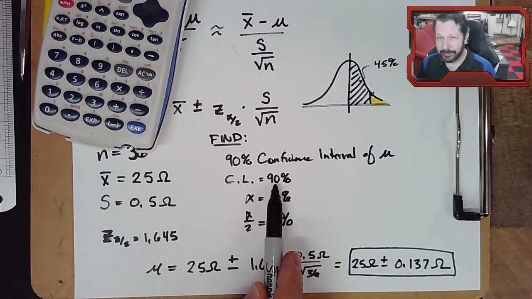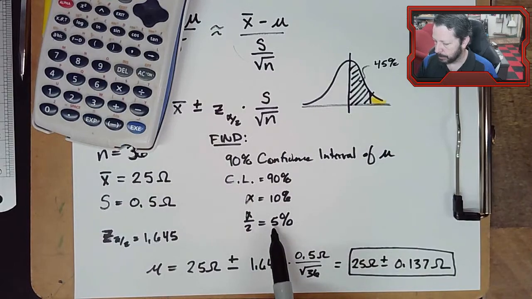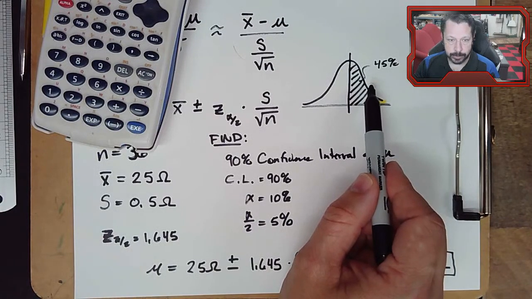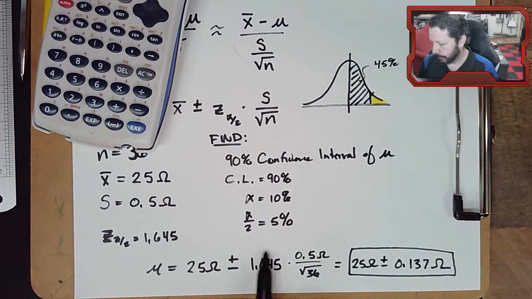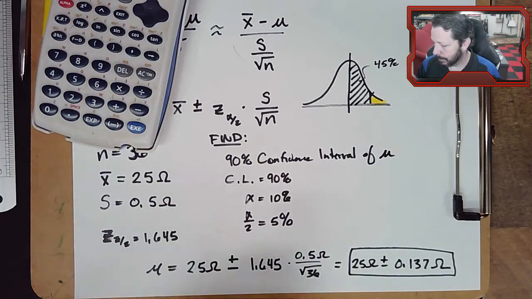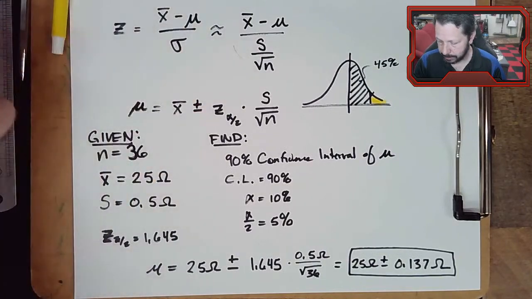So if we wanted to be 95% sure, then what would change is we would get another number from here. Alpha over 2 would be 2.5, which would mean we'd have to have 47.5 in our chart, which would change this number for Z, and it would get larger. And so this would get a little bit larger because we want to be more confident that we're correct. So in order to be more confident, we have to open up this range a little bit. All right, so hopefully that makes sense.